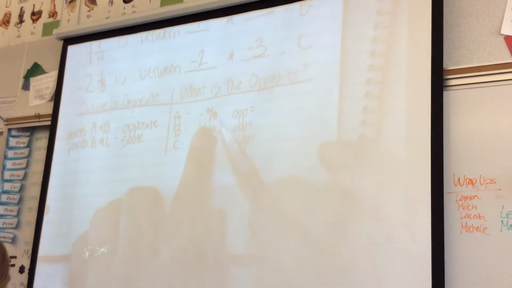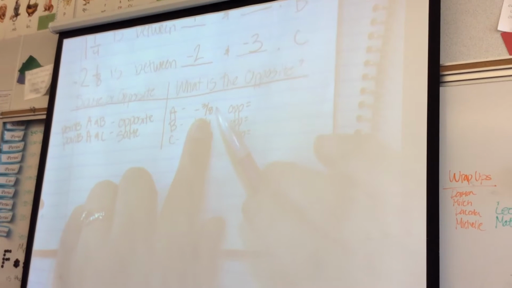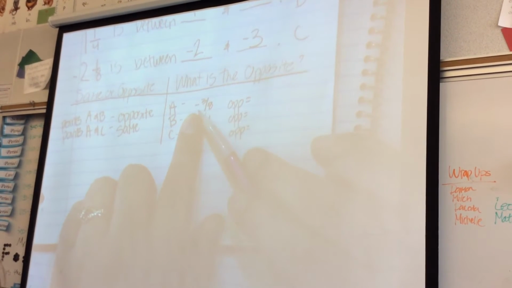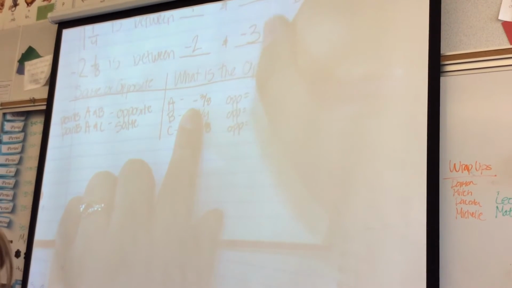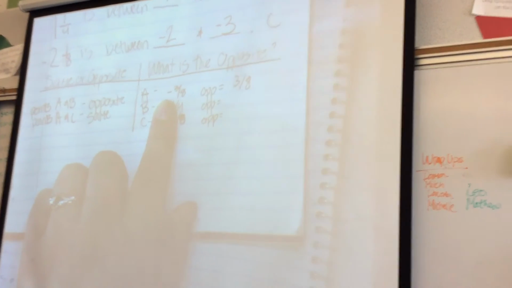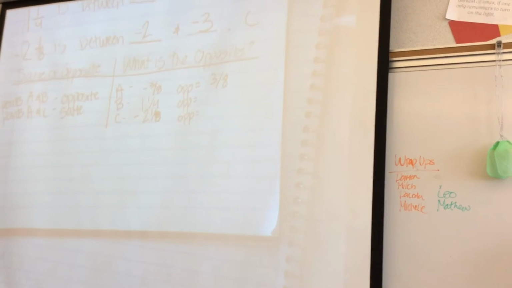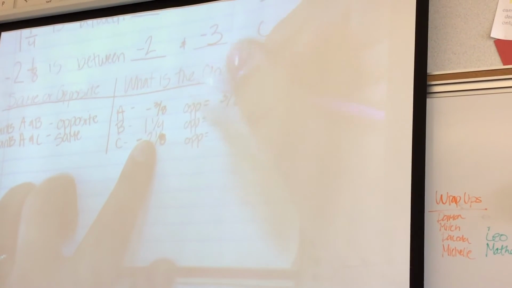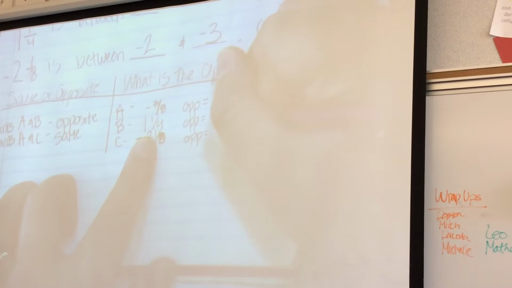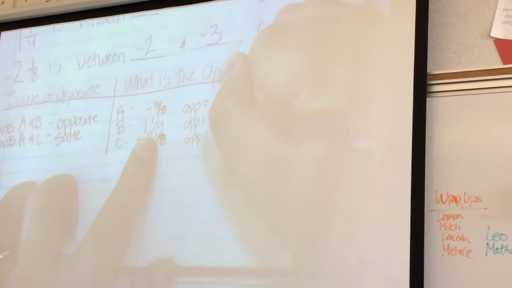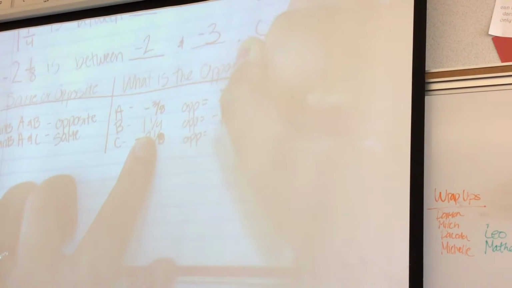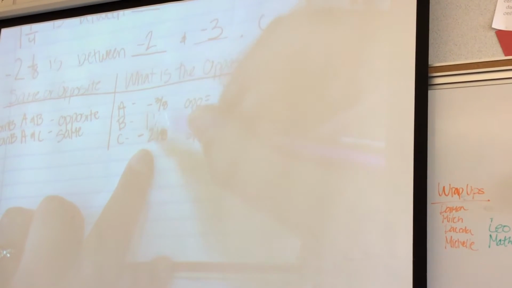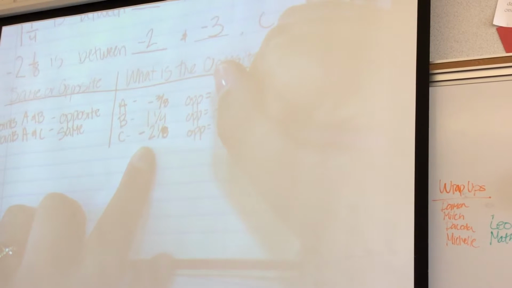So I'm going to show you what the opposite looks like. So the opposite of negative 3/8, we're going to keep the rational number the same, and we just switch the sign. So negative 3/8 becomes positive 3/8. Go ahead and write that down. And work with B on the next one. Point B, the opposite of point B, which is 1 1/4, is what? Negative 1 1/4. All right. And then finally, the opposite of negative 2 1/8 is what?